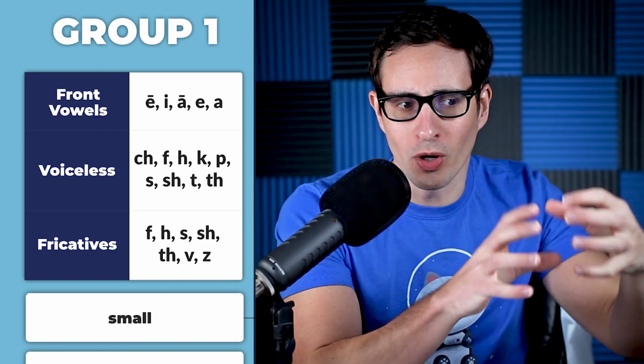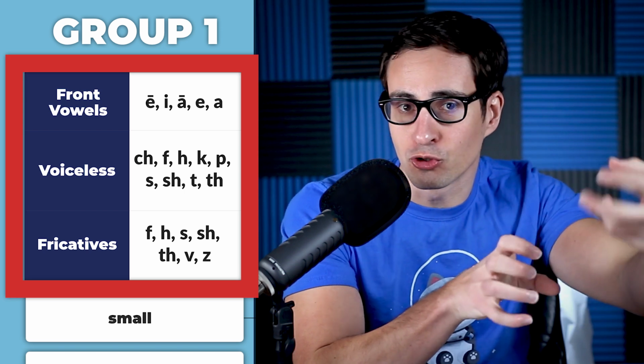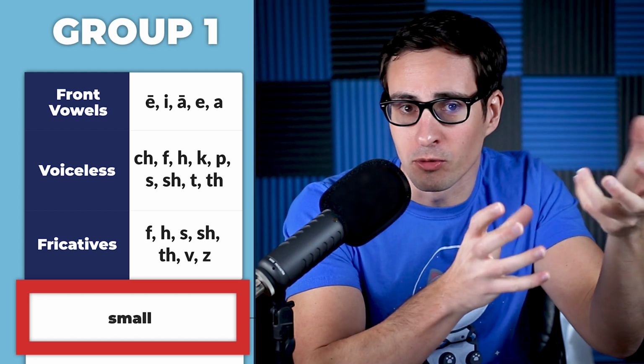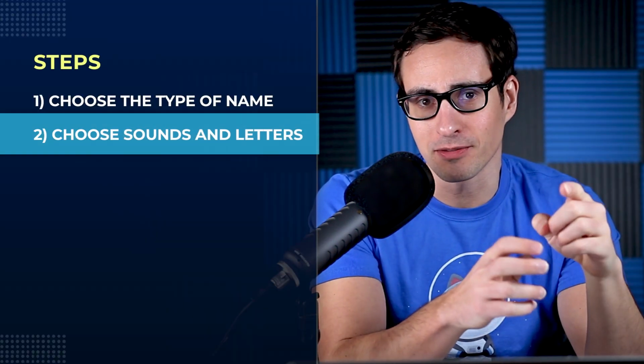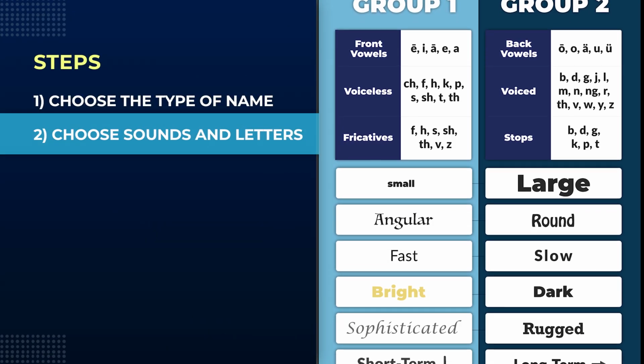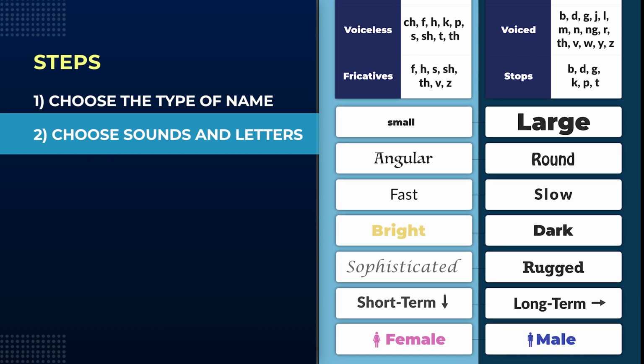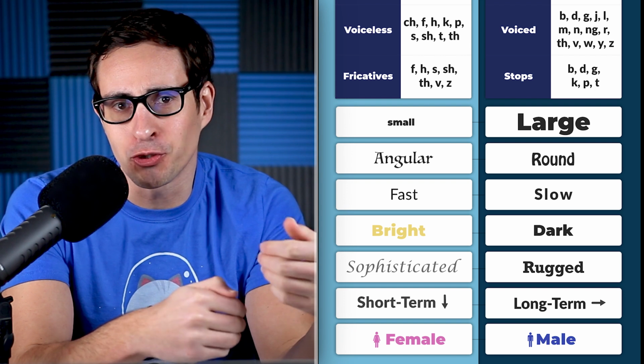So if your product is lightweight or portable, you want a name that incorporates sounds from Group 1. This name will just subconsciously feel lighter and more portable. So that's step 2 in our process. Look at these two groups and figure out which side just feels more appropriate for the branding that you're going after. For my agency, I'm leaning toward group 2.